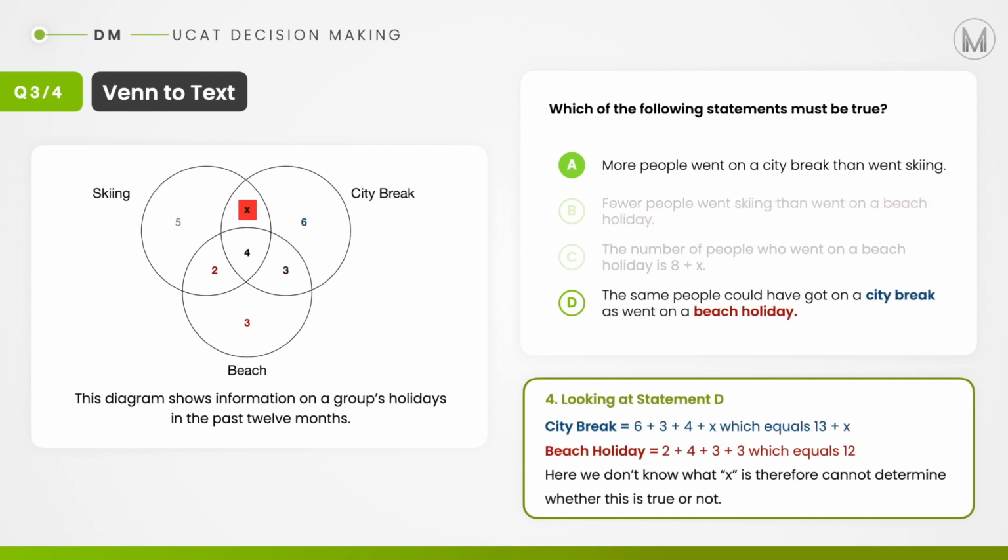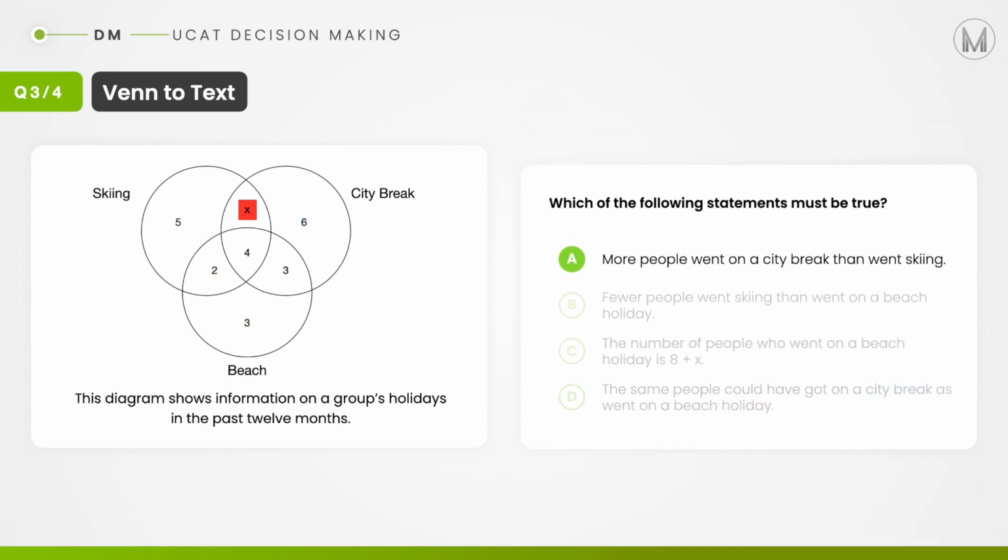On answer option D, we're comparing the city break to beach holiday. Comparing those together, we've got 13 plus x to 12. So again, it doesn't actually matter what that x is, because already we're higher just with that 13, and x is only going to boost us up more. So we can also say that this one is not true. It's not the same number. It's going to be more for the city break. So we can also rule out D, which leaves us with A, of course.